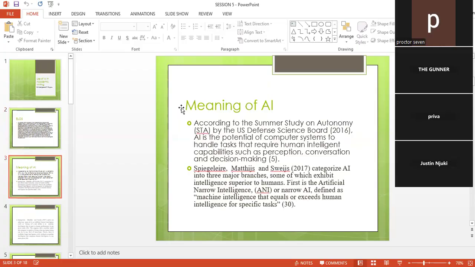So what is AI? According to the Summer Study on Autonomy by the US Defense Science Board, 2016, AI is the potential of computer systems to handle tasks that require human intelligent capabilities. That is, the things that humans are able to perform, computer systems now have the ability to perform them. And that's what we call AI. For example, they are able to perceive, they are able to have conversations with you, and they can make decisions.